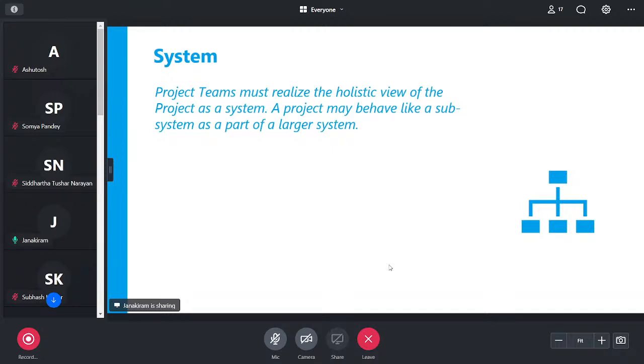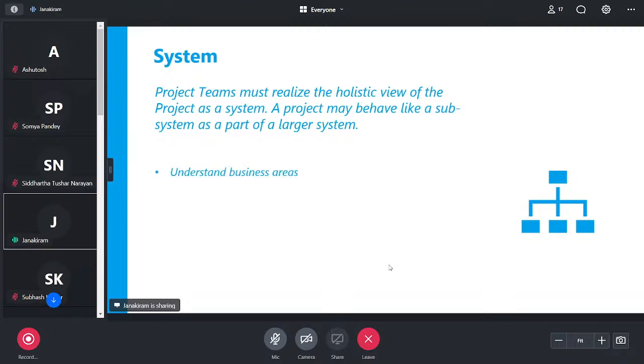So it says project teams must realize the holistic view of the project as a system. A project may behave like a subsystem as a part of a larger system. If I have to put it simple for you, every project team member should understand the big picture. As long as he understands the big picture, the delivery that he makes comes with a better quality.